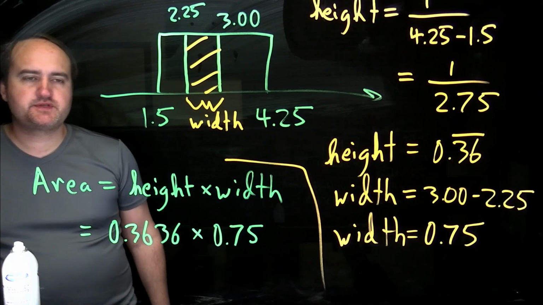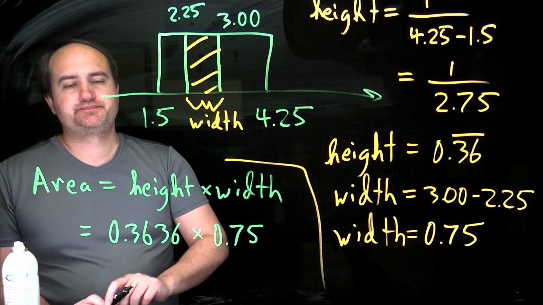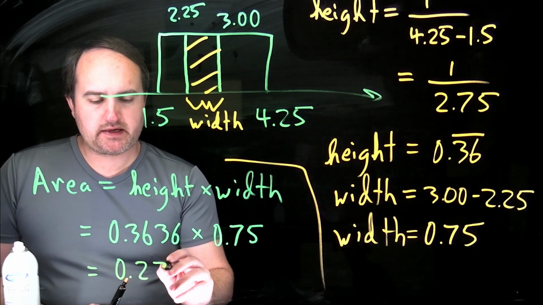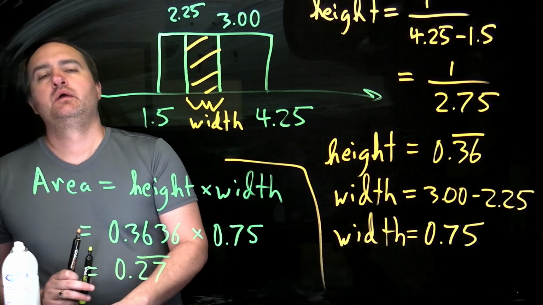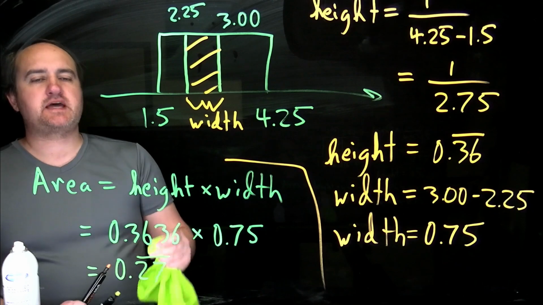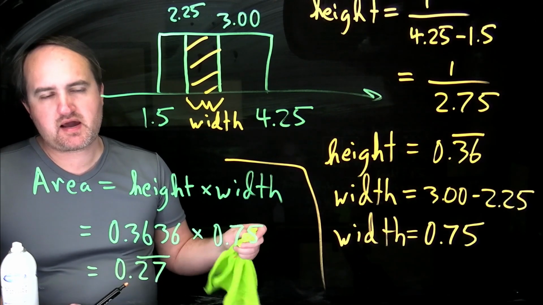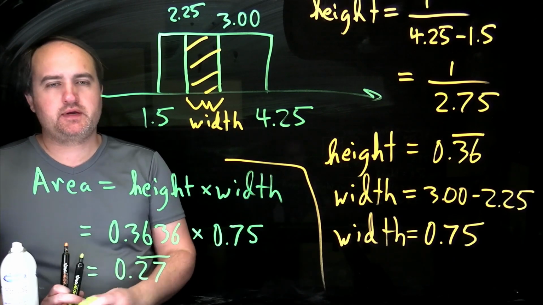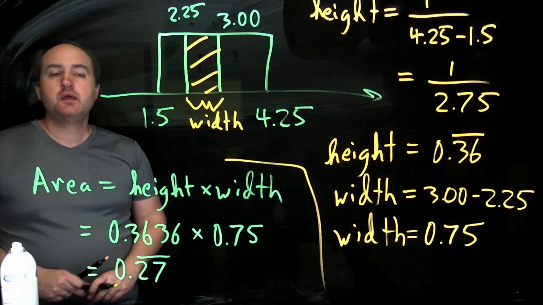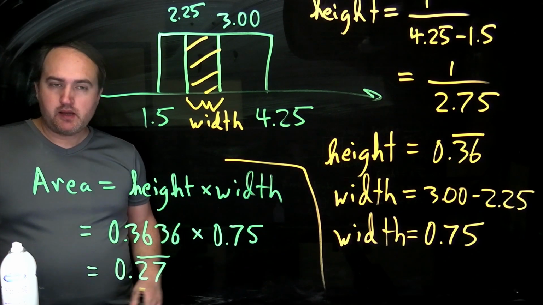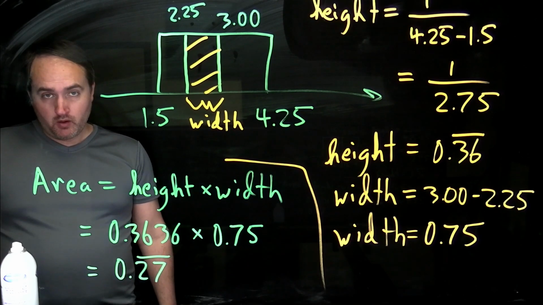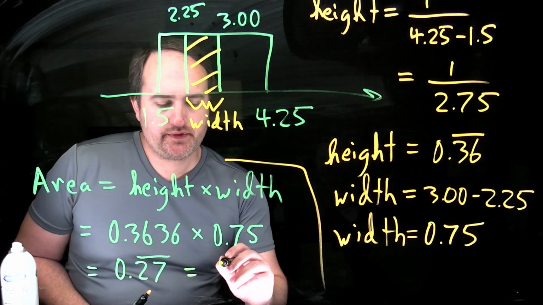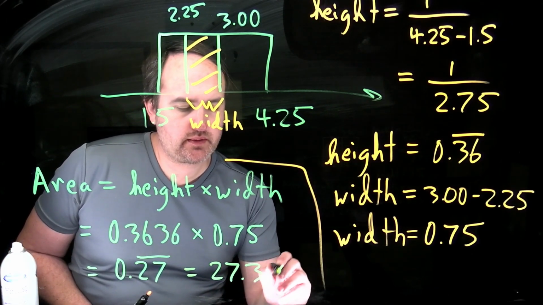gives me 0.2727, and it repeats. Okay, so this is an area of 0.27 repeating. So you can either type in 0.363636 on your calculator, or you could write it as a fraction. There are a number of ways of doing it, but this area that we found corresponds to approximately a 27.3% probability. And so this is about 27.3%.